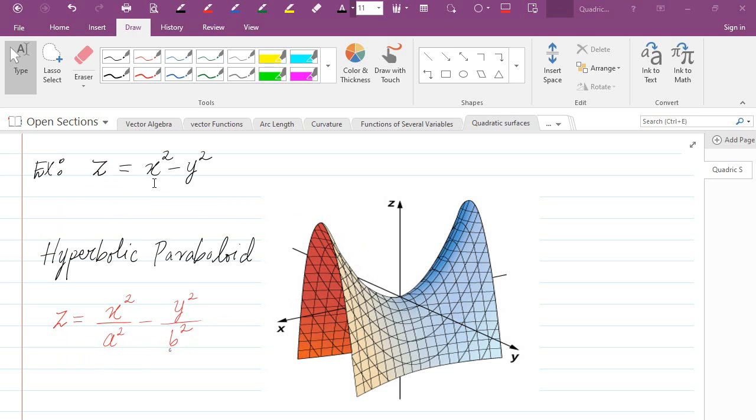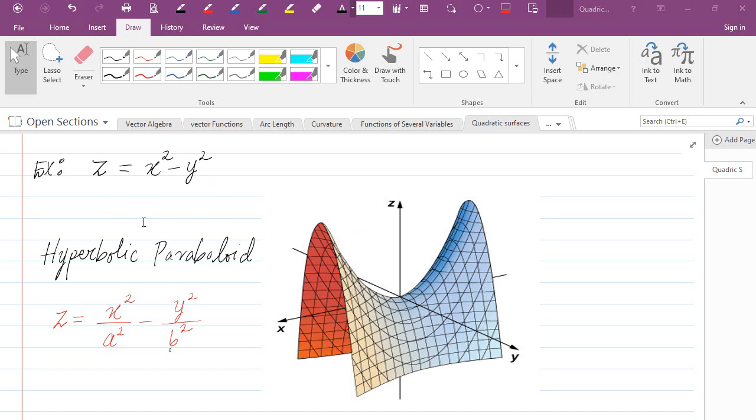So let's look at the xz trace. I obtain the xz trace by deleting the y variable or setting y to 0. So if I set y to 0, I get the equation z is x squared, which is a parabola that is going to open in the positive z direction. So this is a parabola in the xz plane opening in the positive z direction. So that's the xz trace. What's the yz trace? Well, the yz trace would be z is equal to negative y squared. So that's going to be a parabola that opens in the negative z direction in the yz plane.